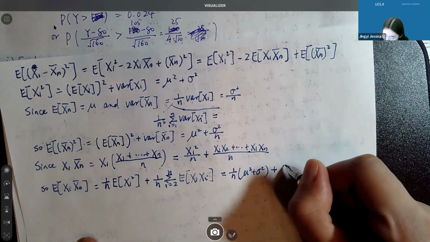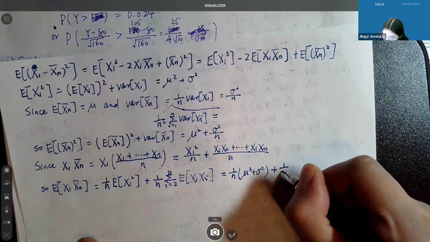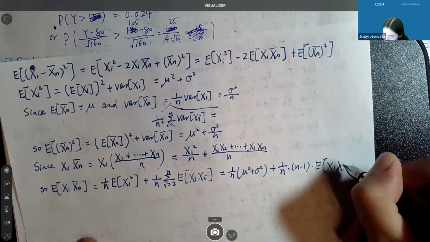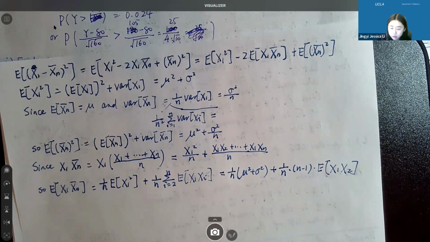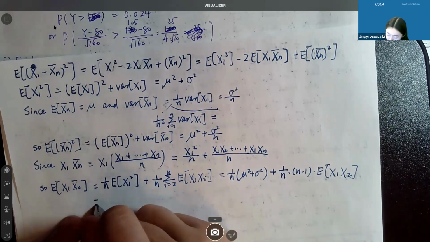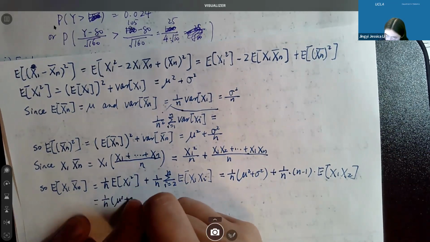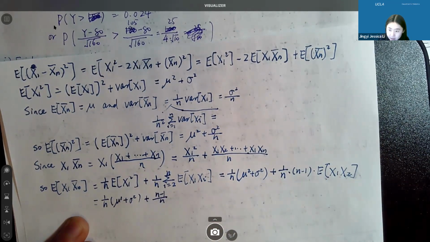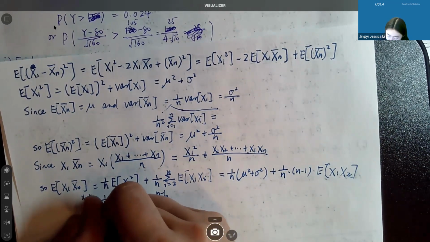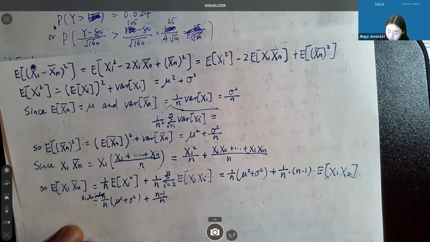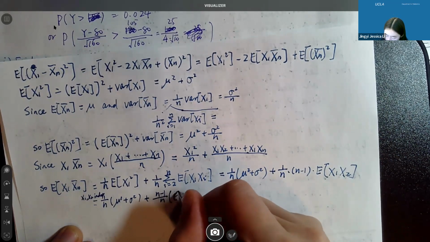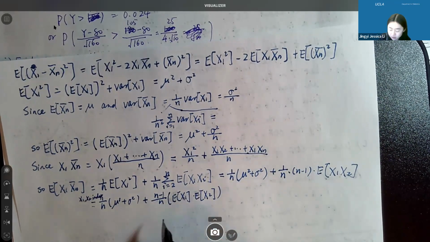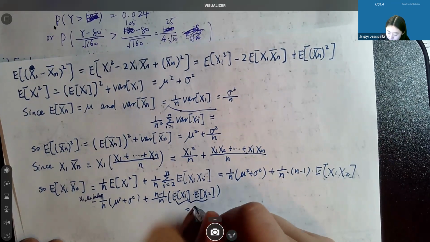So for the second one, I can write it as 1 over n times n minus 1 copies from the sum times expectation of x1 x2. I just set i equals 2. One more step: I copy this 1 over n times mu squared plus sigma squared, plus n minus 1 over n times this expectation. Now I'm going to use independence. X1 and x2 are independent, IID. Therefore I can write this as expectation of x1 times expectation of x2, and each one is mu, so this is equal to mu squared.